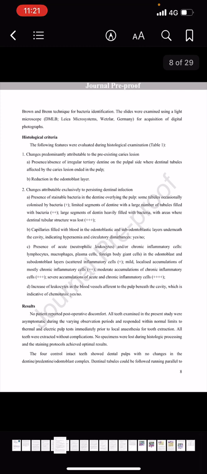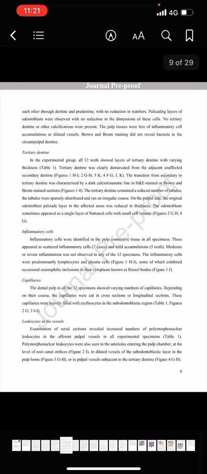The histologic criteria were presence or absence of irregular tertiary dentine, reduction in the odontoblastic layer, presence of stainable bacteria in the dentine overlying the pulp, capillaries filled with blood in the odontoblastic and subodontoblastic layer underneath the cavity, which indicates hyperemia, the presence of acute neutrophilic leukocytes or chronic inflammatory cells such as lymphocytes, macrophages, plasma cells, and an increase of leukocytes in the blood vessels afferent to the pulp beneath the cavity, which is indicative of chemotaxis.